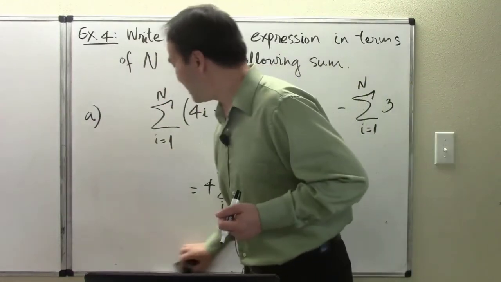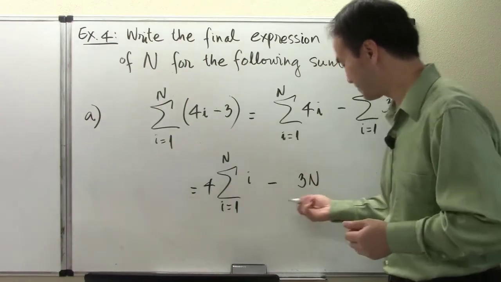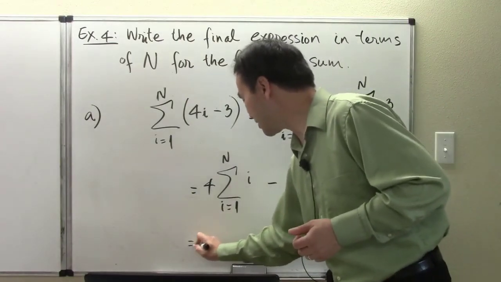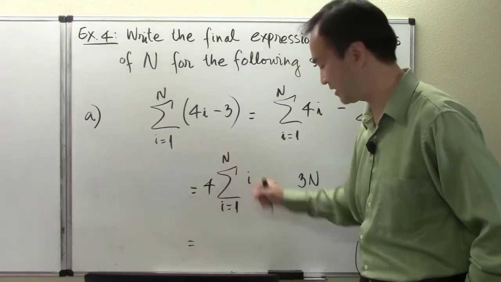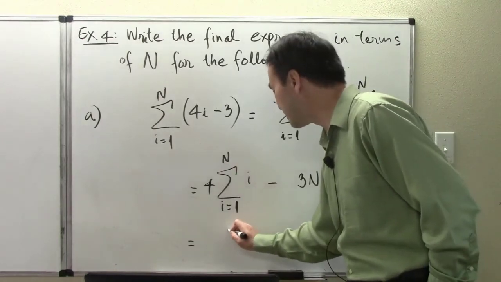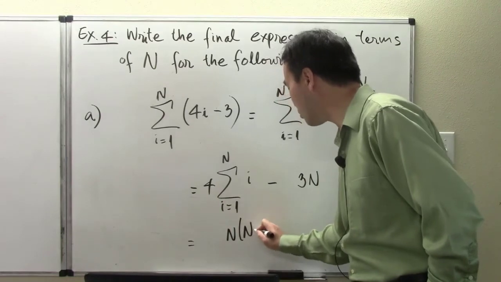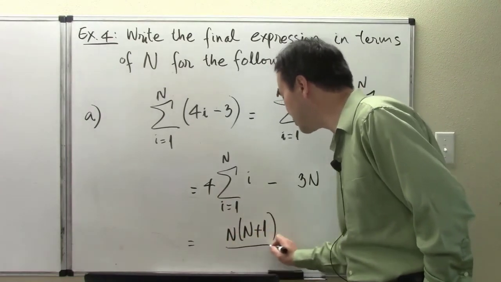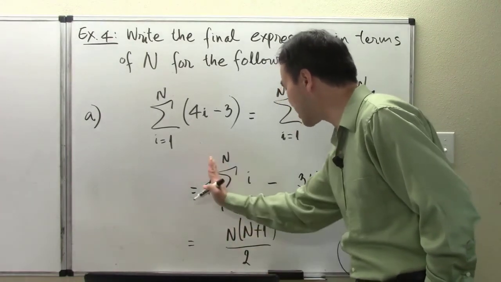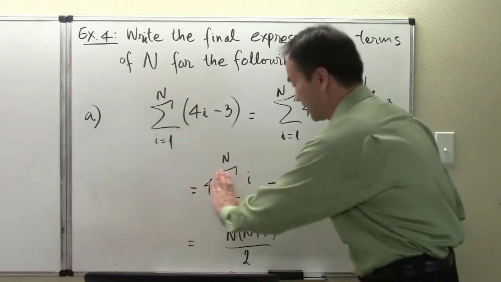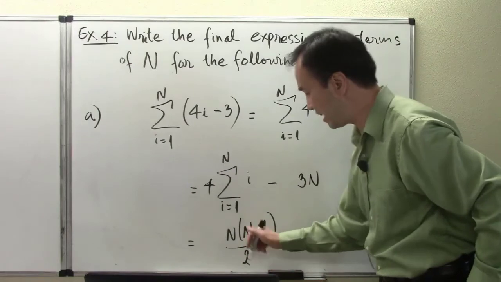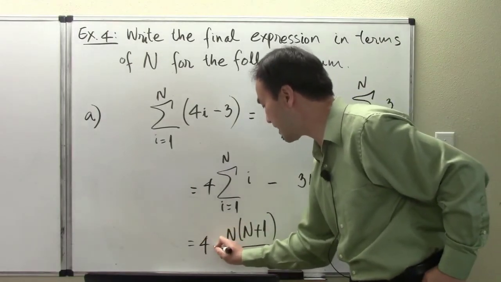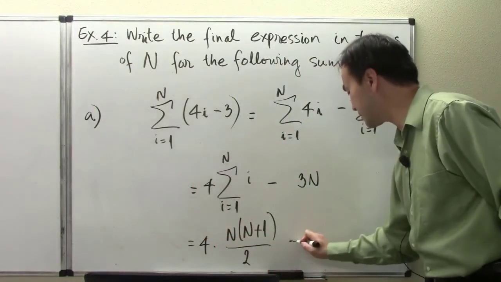All right, and so now, according to what we have already known previously, this sum here is going to be capital N times n plus 1 over 2. But don't forget, that is only for the sum without a coefficient 4. Okay, so without a coefficient 4, this sum right here gives us this value. But now with the coefficient 4, we need to multiply that in. Okay, and then we're going to subtract 3n.